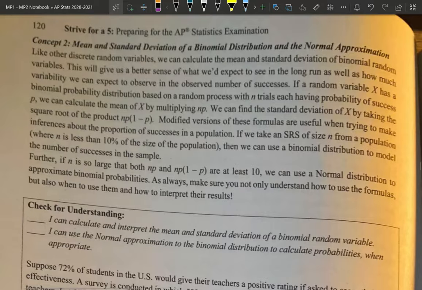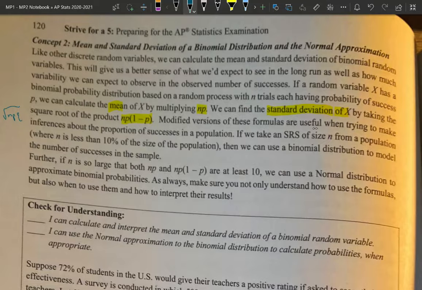If a random variable x has a binomial probability based on a random process with n trials, each having probability of success p, we can calculate the mean by n times p. So that's the expected value. The mean is n times p. We can calculate the standard deviation of x by taking the square root of the product of np times 1 minus p. Now, I always actually prefer to write this as just the square root of npq, where q is failure, and that's, of course, 1 minus p.